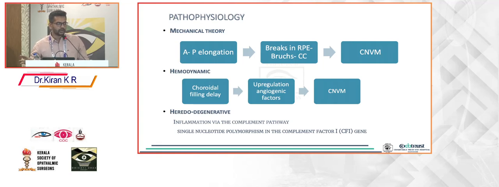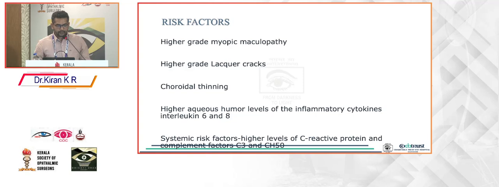Mechanical theory is already being dealt with. Anteroposterior elongation leads to breaks in the RPE, Bruch's membrane, and choriocapillaris, which can lead to CNVM. And also choroidal filling delay can lead to choroidal ischemia, which can again lead to upregulation of angiogenic factors and then CNVM. There's also a genetic theory explained. The risk factors are high-grade myopic maculopathy, lacquer cracks, choroidal thinning, and higher aqueous humor levels of inflammatory cytokines such as interleukin 6 and 8.